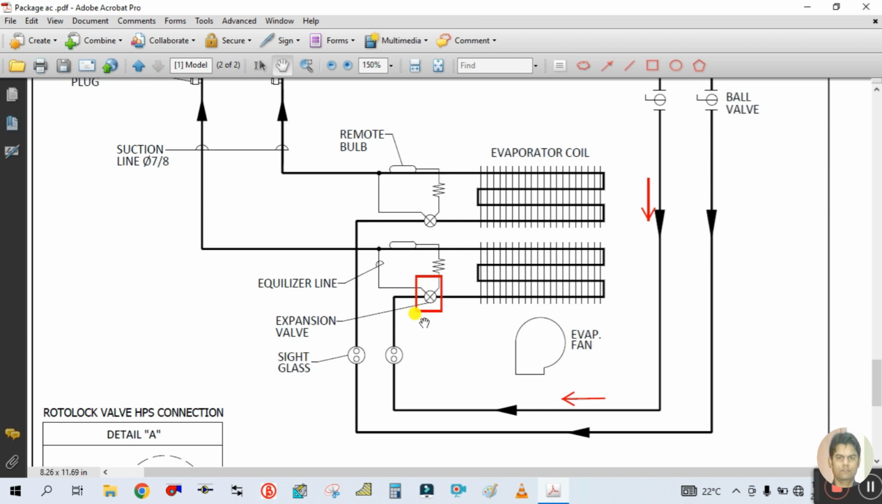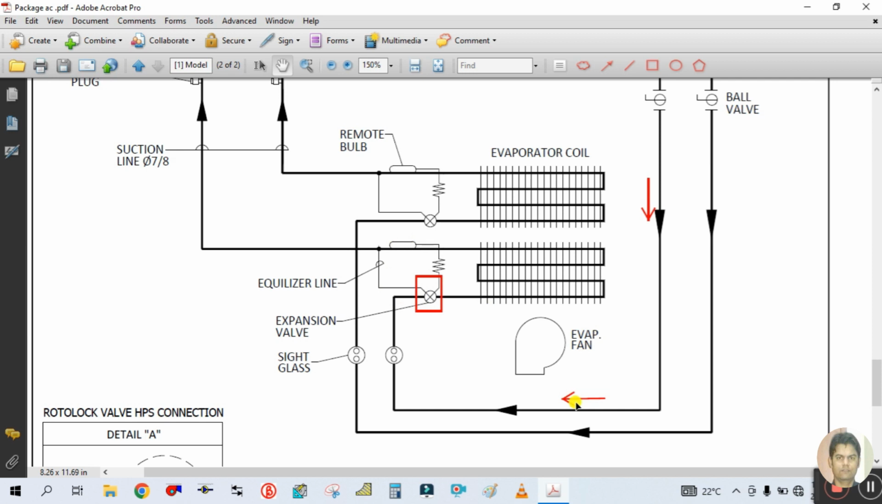If the temperature of this refrigerant is low, that means the requirement of refrigerant is less. Accordingly, this expansion valve will work. So this sensing valve is always giving the signal to this expansion valve.